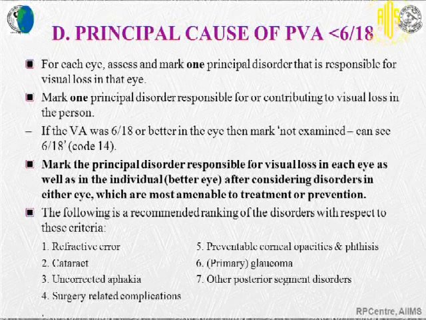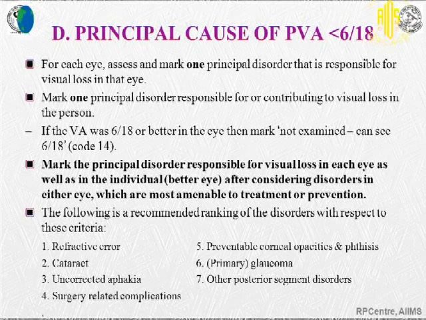This is a general guide to which principal cause has to be considered. The general guideline is to choose the one responsible or contributing to visual loss in the eye, and which is most amenable to prevention or treatment. The manual gives a guideline that if there is cataract and refractive error, please consider refractive error first. And if there is cataract and glaucoma, but the glaucoma is not so significant and there is more cataract, please mark cataract. There can be 3 or 4 coexisting disorders, but mark the one that is most amenable to treatment and is the principal cause of the visual diminution in that particular patient.